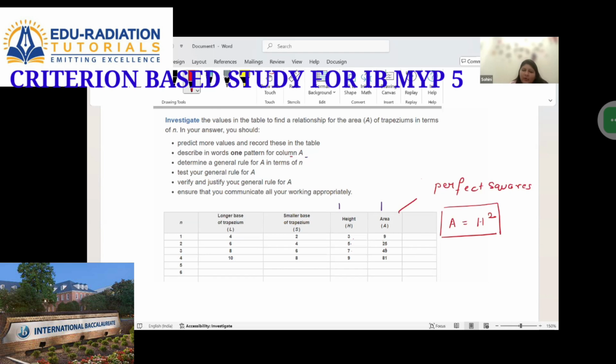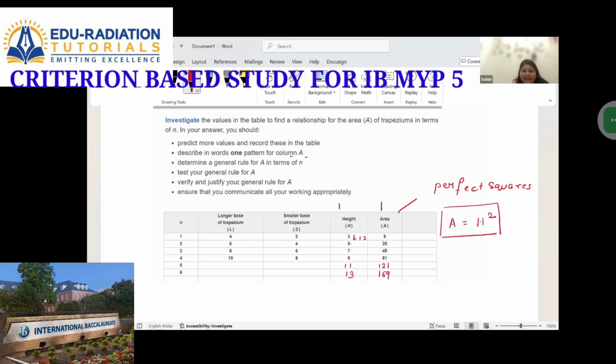Now they have asked me to fill up the table, right? For filling up the table, what do I need to know? Very easy. You first see the height is increasing by 2 at every level, isn't it? 3 plus 2, 5. 5 plus 2, 7. 7 plus 2, 9, right? So what will be the next two terms? They will be 11 and 13. So what will be the corresponding area values? 121 and 169.